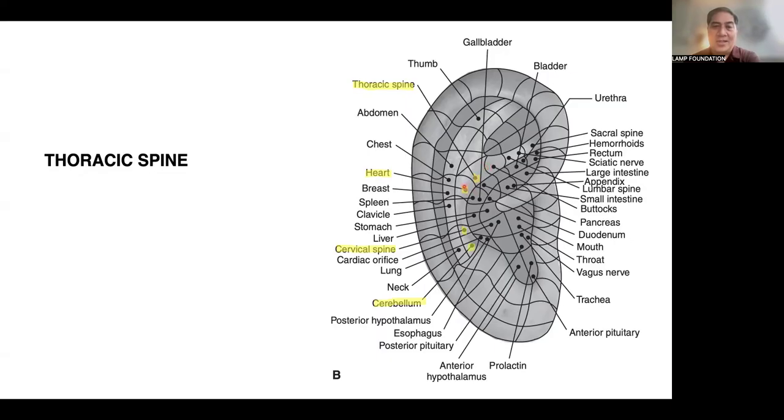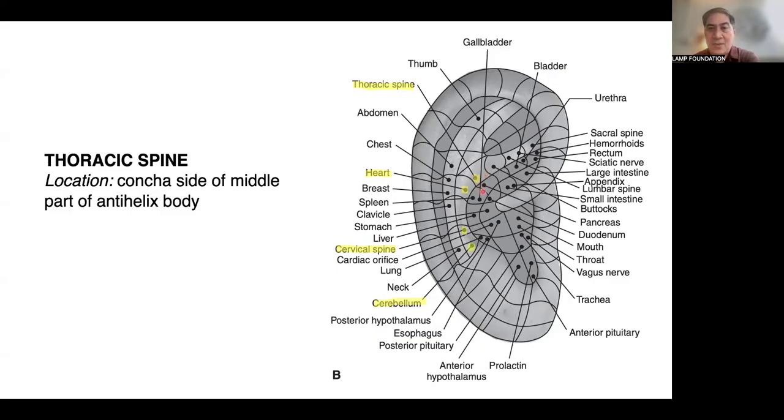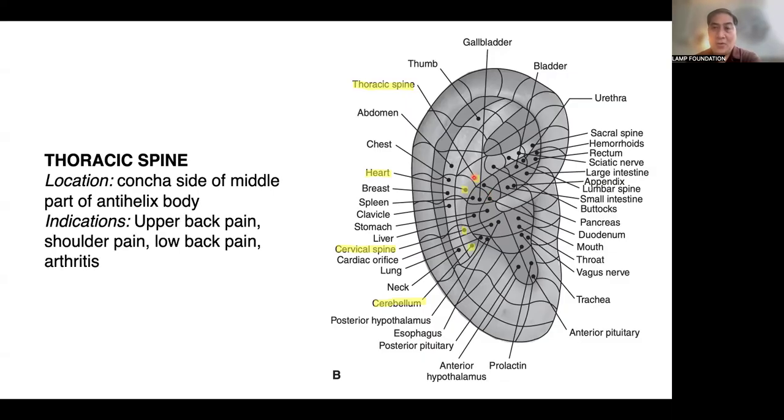So this is the thoracic spine. Located on the concha side, malapit sa concha, no? So this is the superior concha, and this one is the cavum concha or the inferior, diba? Okay, so this is the thoracic spine, and it is very good, of course, no, diba?